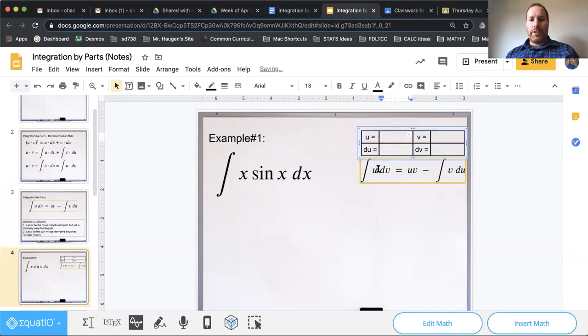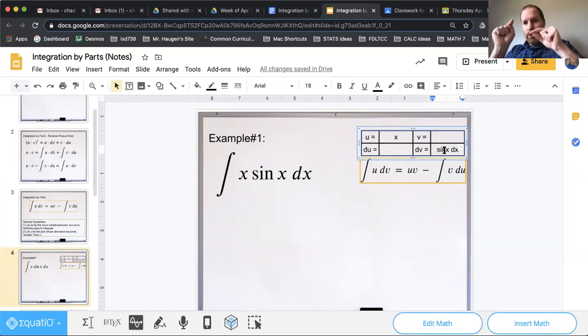So what I have to choose is a u value. And again, my general guidelines say take a u value that's easy to do the derivative with, which I'm just going to make x. That's this part, which means dv is going to be the rest of this, sine x dx. That's going to be my dv.